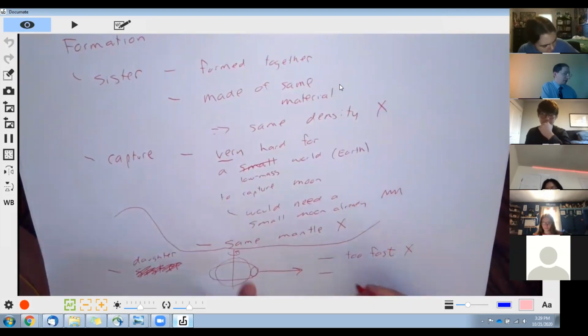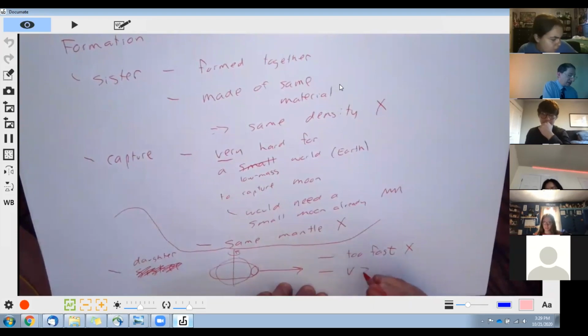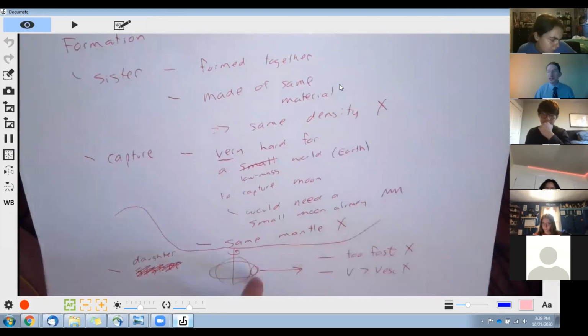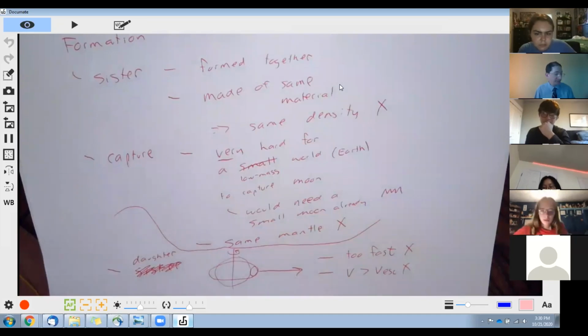And secondly, that blob would break off with a speed greater than the escape speed. So it wouldn't stay in orbit. It would go off and probably leave the solar system. So you could create a moon this way, but it wouldn't still be here. So it was a nifty idea, but it just doesn't work out physically.